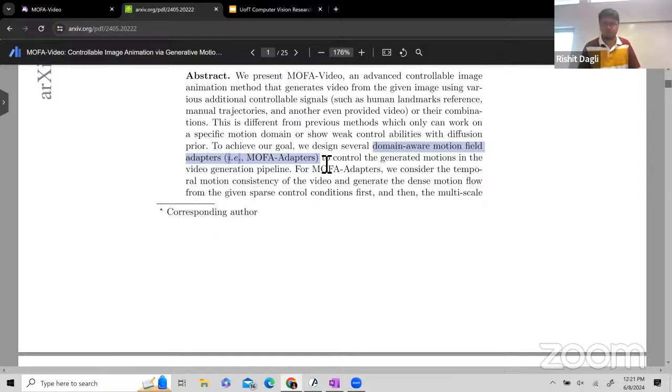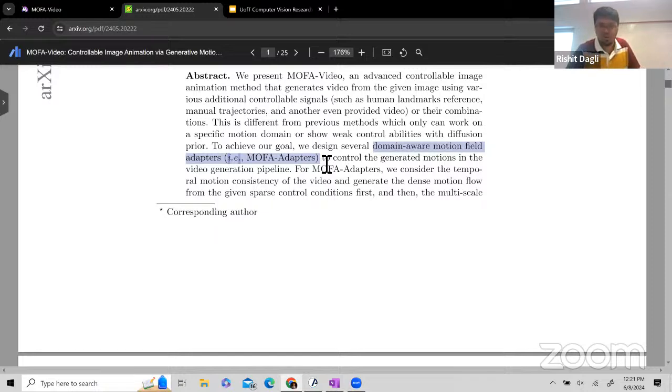Let's talk about adapters. Adapters are just components or modules designed to act as an interface between different types of inputs and the main system, translating and transforming those inputs into a usable format for further processing. And in the combined context of domain-aware motion field adapters, each part works together to create a robust system for the controlled video generation process.